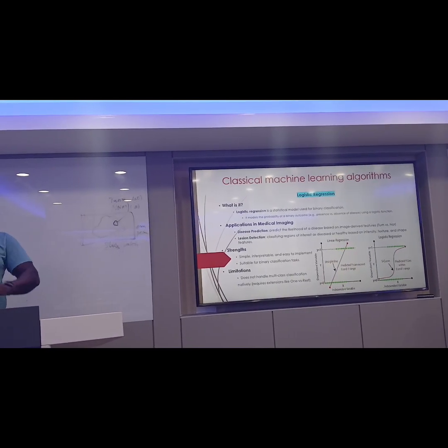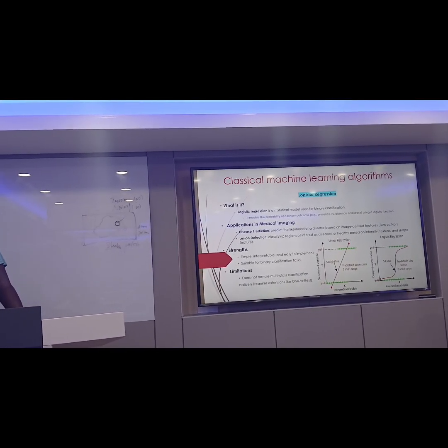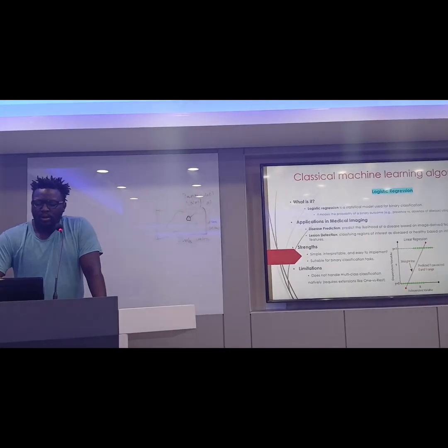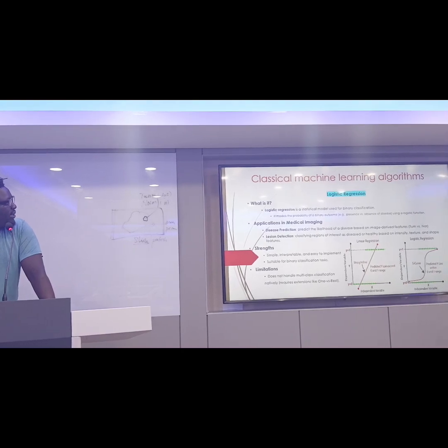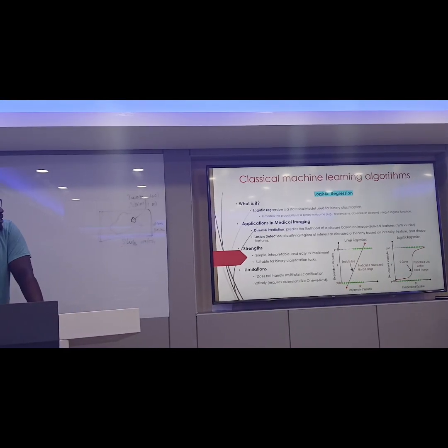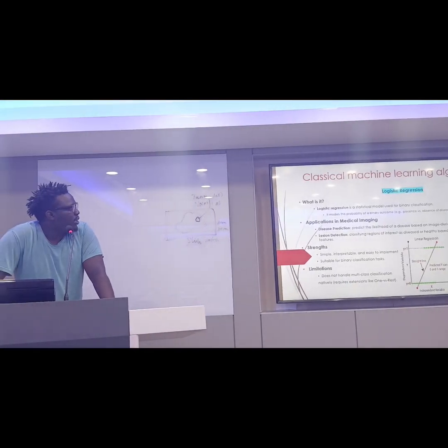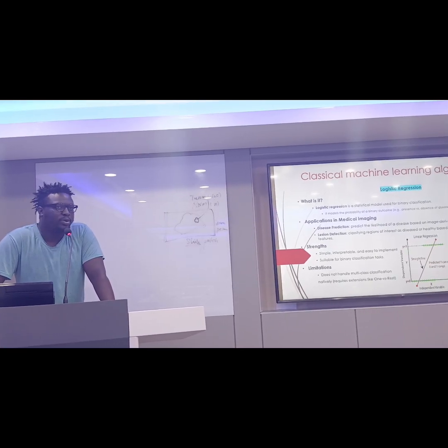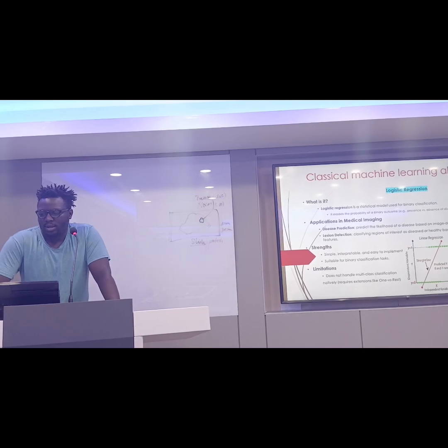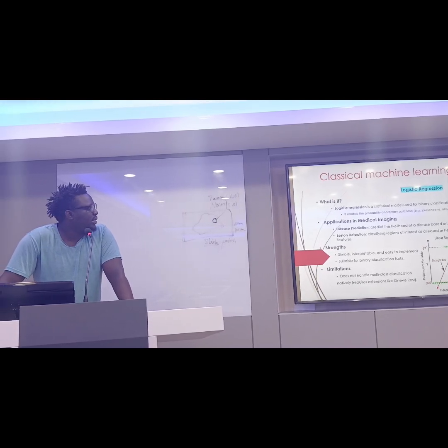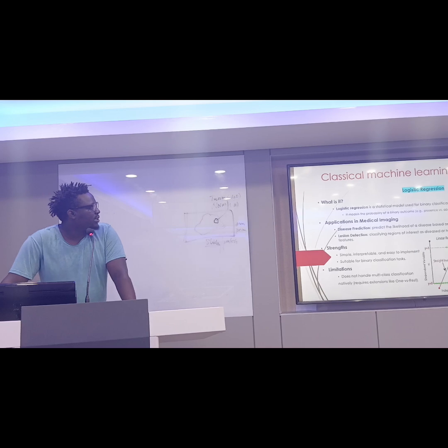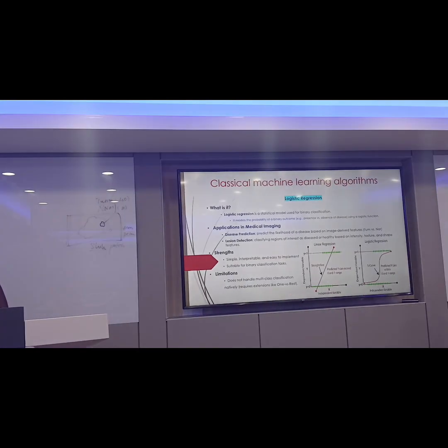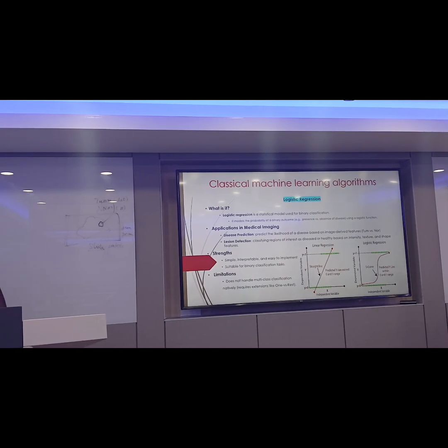So let's look at another algorithm here, the logistic regression. The logistic regression is a statistical model used for binary classification. The model's probability is a binary outcome, like the presence or absence of a disease, for example, disease detection or classification. So the application is that you can use it for disease detection and also lesion detection. The strengths are well defined and also the limitations.